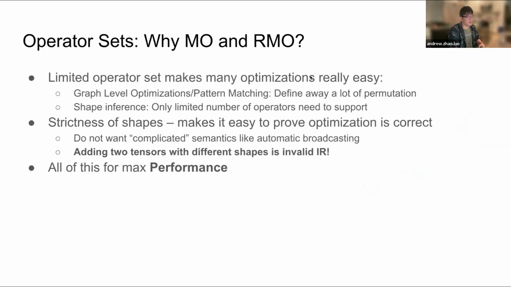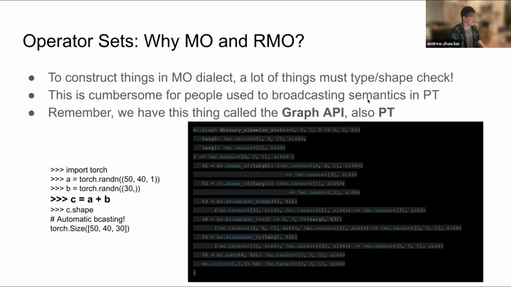Okay, so basically the way I would say it is that the Mo dialect in the graph compiler is really an optimizing graph-level dialect. That's the point of the slide. But the fact that it's an optimizing dialect means it's actually really hard and cumbersome, if you're thinking on the level of the graph API, to construct certain types of operations directly in Mo.